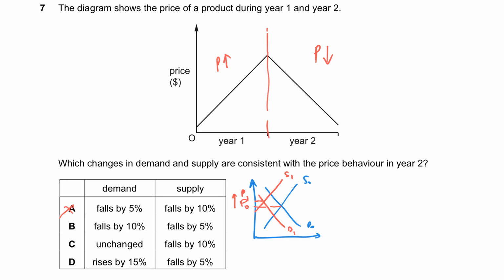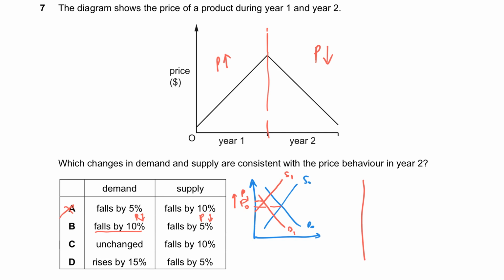B says demand falls by 10% and supply falls by 5%. Well, this could be the right answer because when the demand falls by 10%, the price will fall. And when the supply falls by 5%, the price will rise. But because demand fall is greater than fall in supply, ultimately my price would actually fall.